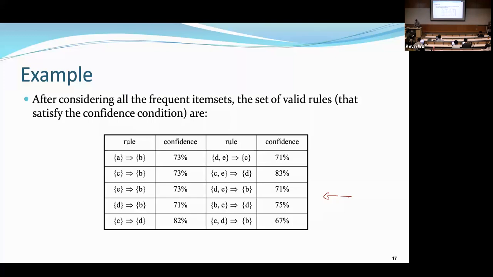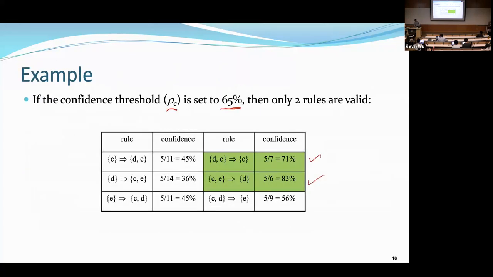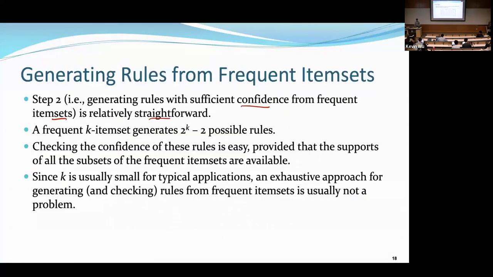Now, let's take a look at step 2 again, which is to generate all the candidate rules from a given frequent item set and check the confidence to see which of them satisfy the confidence requirement. So this step 2, generating rules with sufficient confidence from frequent item sets, is, in my opinion, relatively straightforward. I've already illustrated how this is done. Given 1 frequent item set, I derive all the candidate rules and check the confidence. So it's quite straightforward. So the question is, is it computationally expensive?